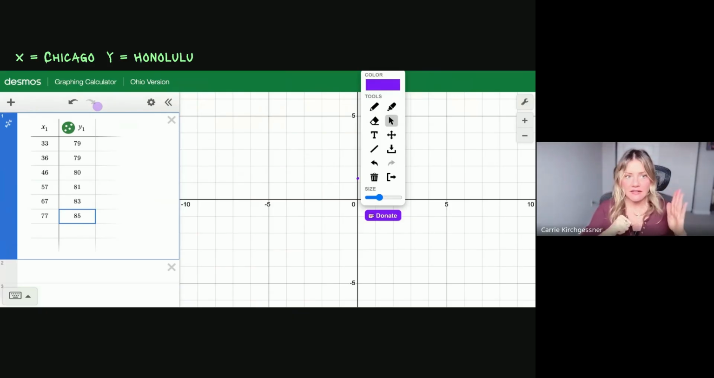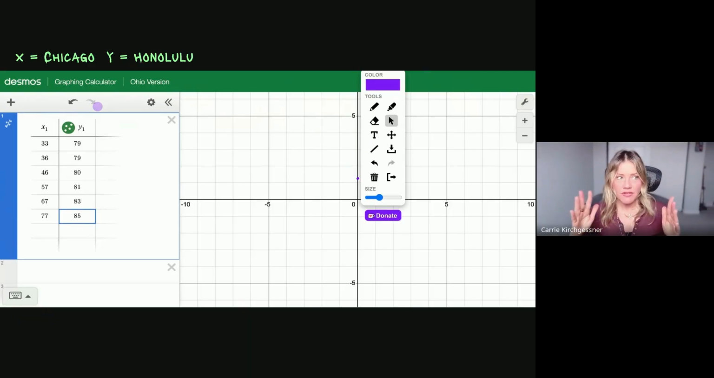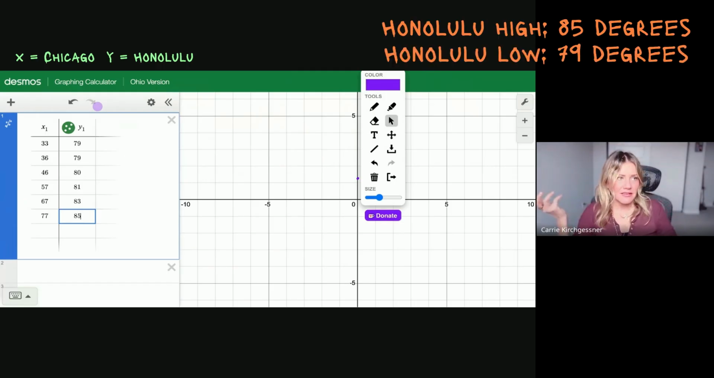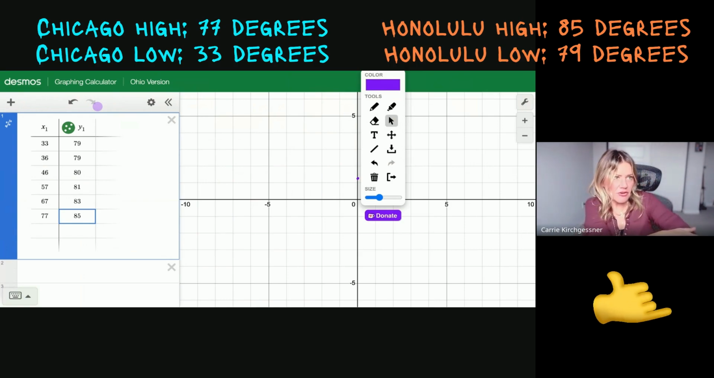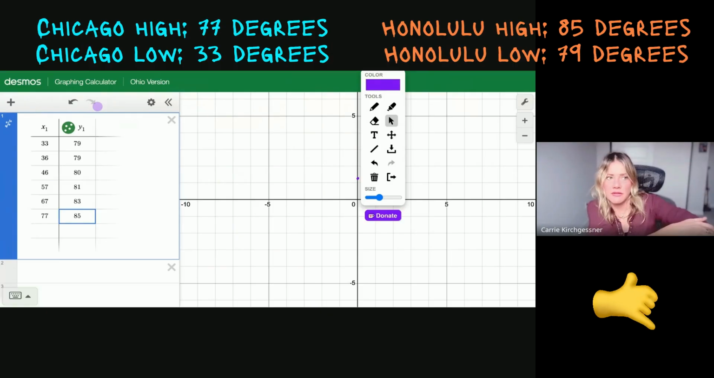So the X-axis, in this case, is Chicago. The Y-axis is Honolulu, Hawaii. Most of us are going to look at the temperatures and go, well, obviously there's a higher range in Chicago, right? 77 degrees versus 33 degrees, whereas in Hawaii, 85 degrees in June versus 79 degrees in January. Yeah, definitely go live in Hawaii for sure if you're Molly with the halter tops.